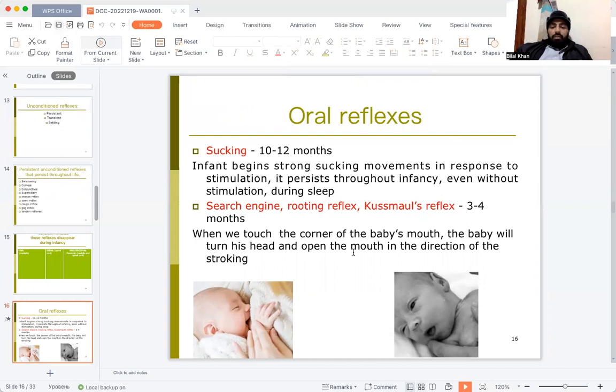When we touch the corner of the baby's mouth, the baby will turn his head and open the mouth in the direction of the stroking. For example, like this second picture. So you can say the second picture is known as the rooting reflex.